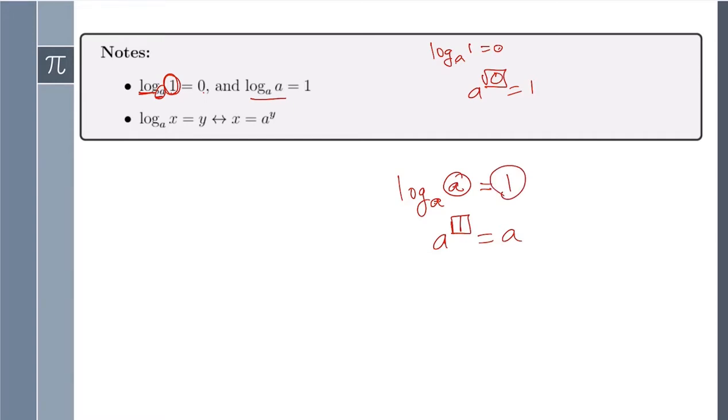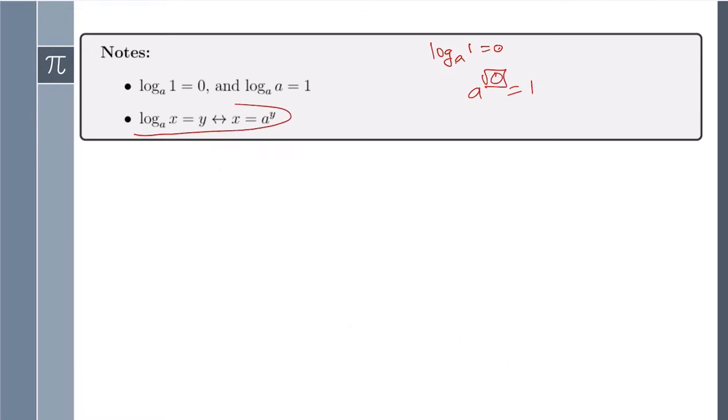Now this might be a very important tool that we need when we change from logarithmic to exponential and exponential to logarithmic. We can always express a logarithmic function in an exponential form. So this is what helps us to do that. Log base a of x equals y is the same as writing x equals a to the y, or we can go from here to here or here to here. Both are equivalent.